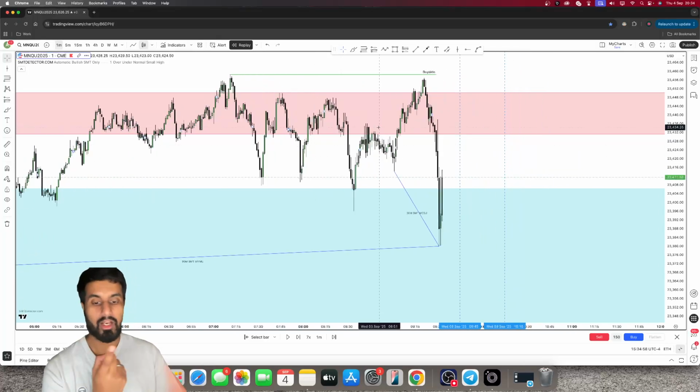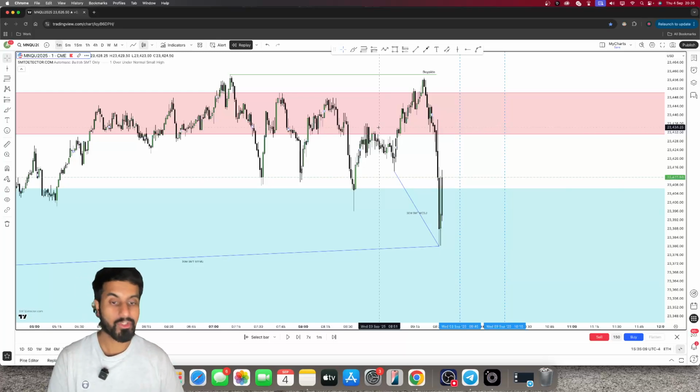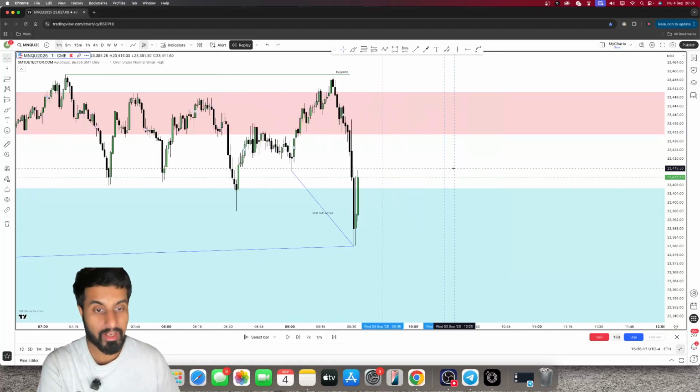However, this is not enough for a change in the state. Number one, I need to see SMT. And then number two, I need to see change in the state of delivery to confirm the SMT. Otherwise, the SMT is useless because price can keep going down. It might just be lagging, which is why we're getting the SMT. And then eventually 10 minutes later, it continues going lower. We need to see the CSD. We need to see the change in state of delivery before we get involved.